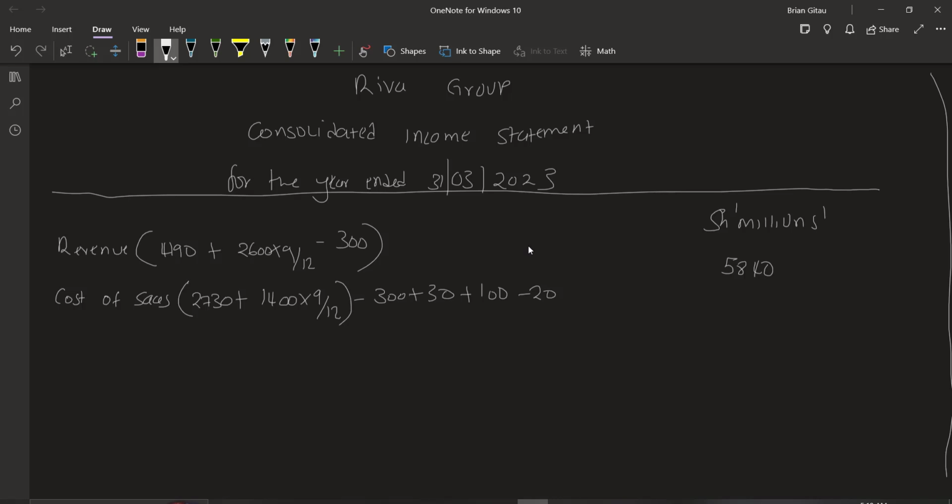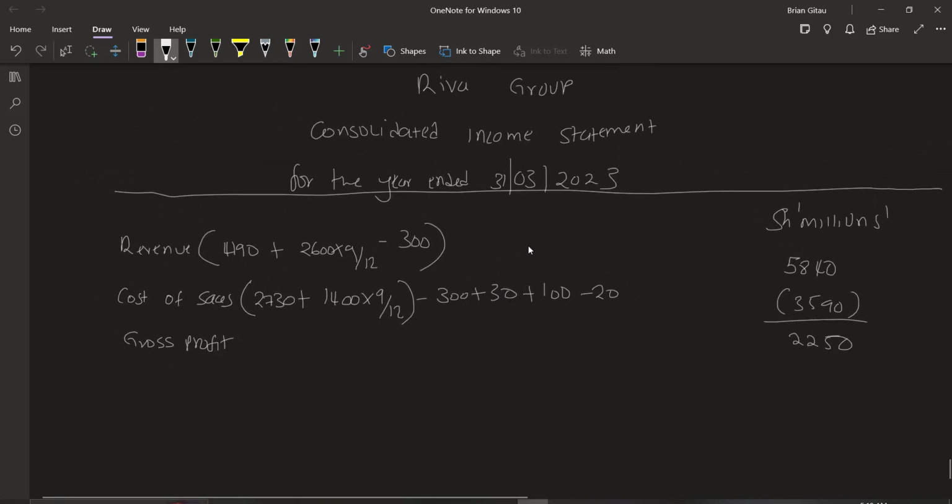And I don't think there's anything else. So we can go ahead and get the total here. And the total is giving me 35.90. We can get the gross profit. And the gross profit in this case will be 22.50. So let's go ahead and check whether we have other incomes.